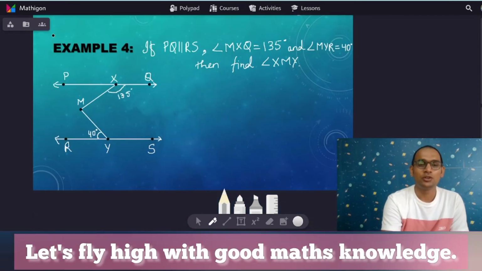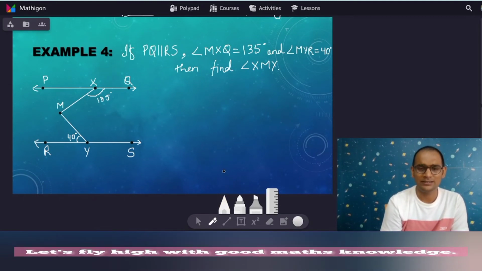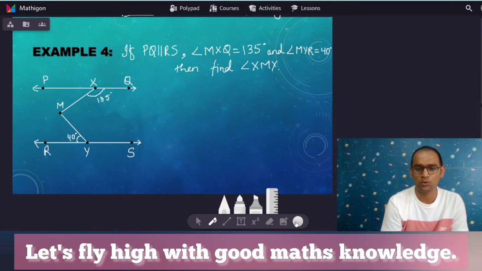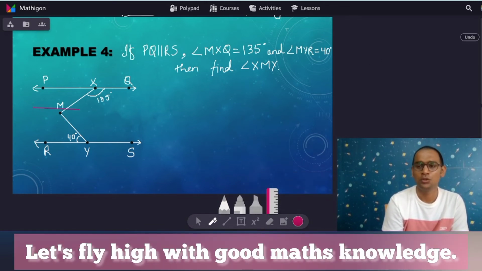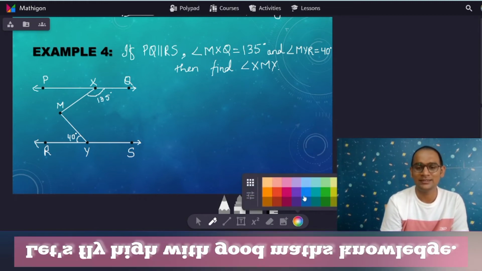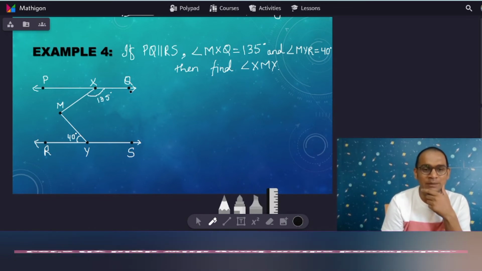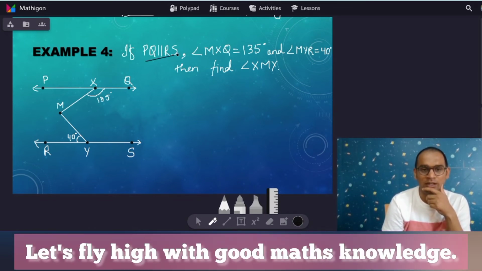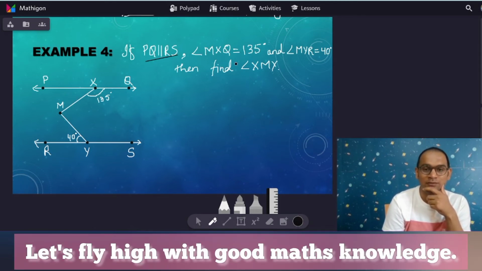Now let's move on to one of the examples to understand this in detail. In this example, I won't be writing the complete answer. I will just be explaining how we can approach this problem. As you can see over here, it is given that line PQ is parallel to RS. That is one given condition. Then angle MXQ is 135 degrees, MYR equals 40 degrees. Then find XMY, which is the angle.